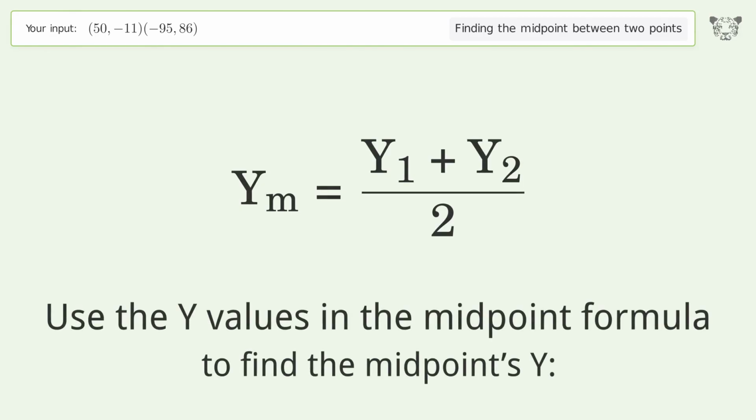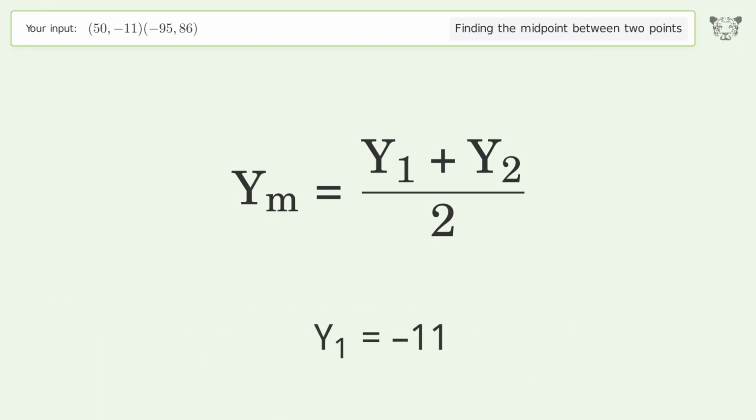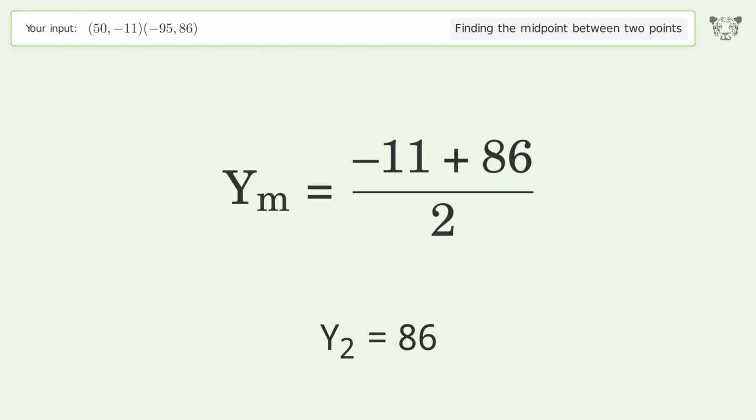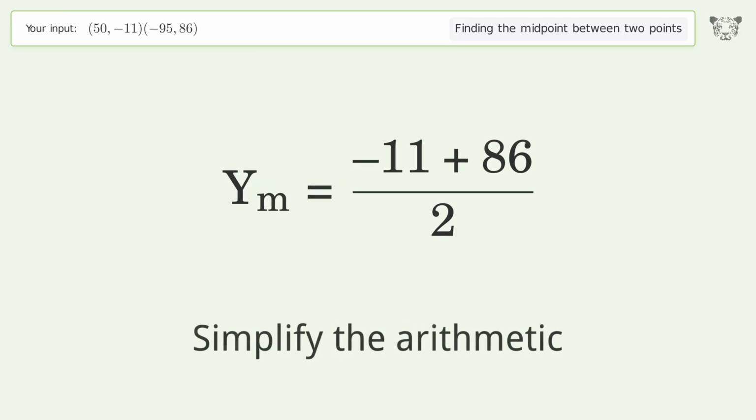Use the y values in the midpoint formula to find the midpoint's y. y1 equals negative 11. y2 equals 86. Simplify the arithmetic.